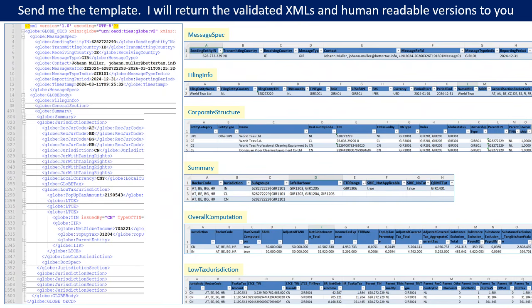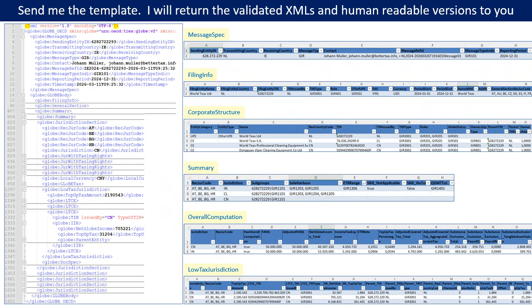I will prove to you that the file validates under the OECD XML schema, and I will send you a human readable version of the XML file. So you can see we've got the XML file here in the left block. It is 1,600 lines long. This is not a very big file. It can be 5, 6, 7,000 lines very quickly. You cannot read that and verify the data.